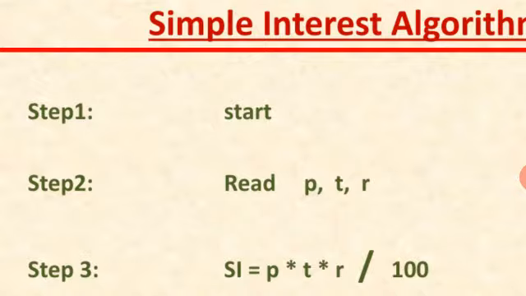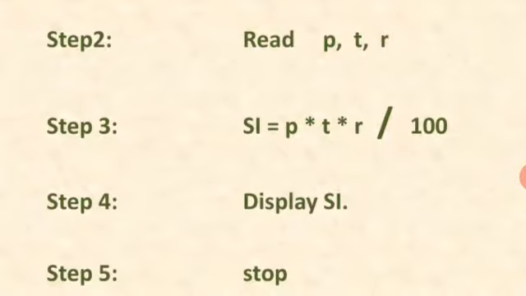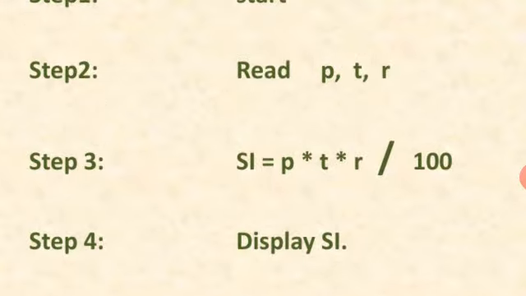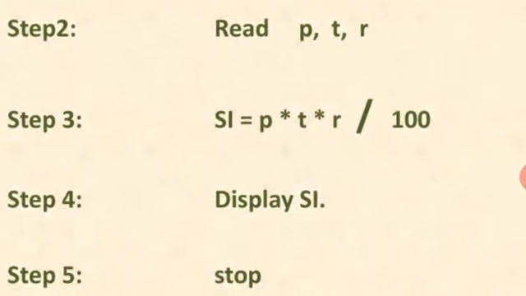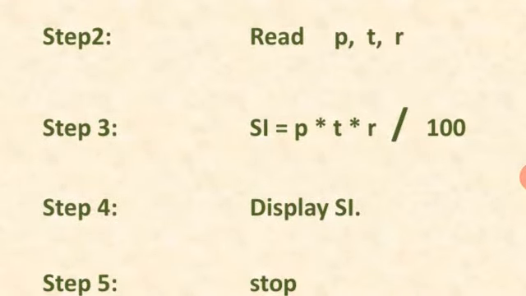Once we input these values, then in step 3, we will write the formula, that is SI is equal to P into T into R upon 100. This is the formula. See here students how we have written the into. Here in computer science, into, that is the multiplication symbol, is this star. Star we will not say, we say it as asterisk. So SI is equal to P into T into R upon 100.